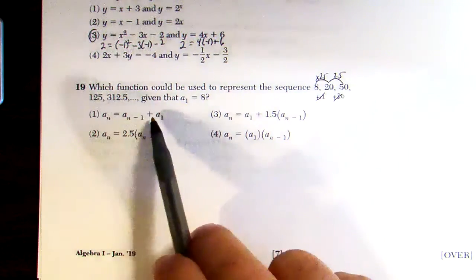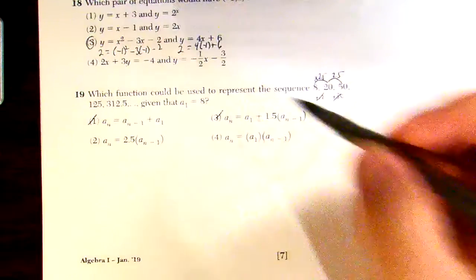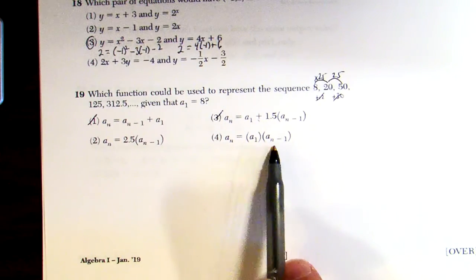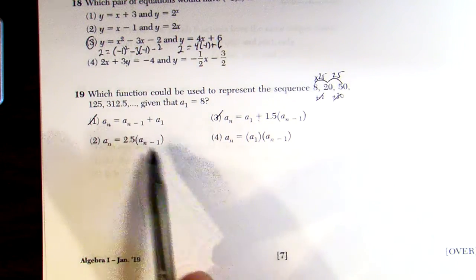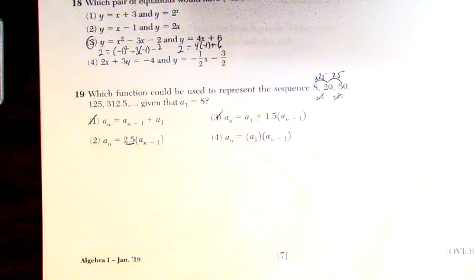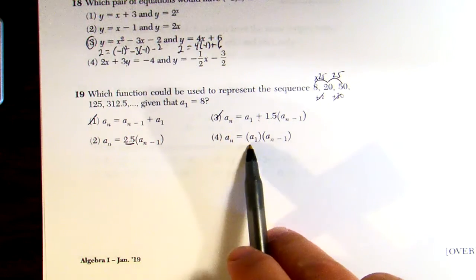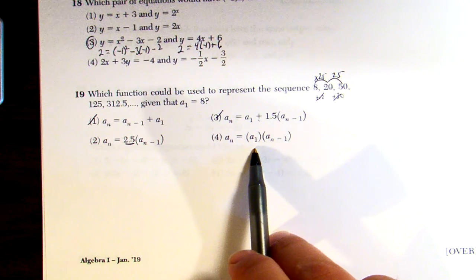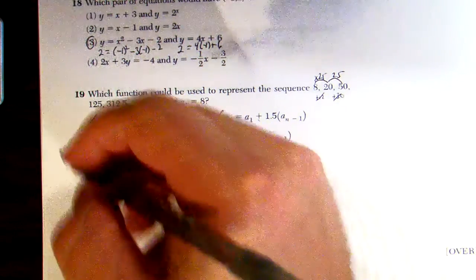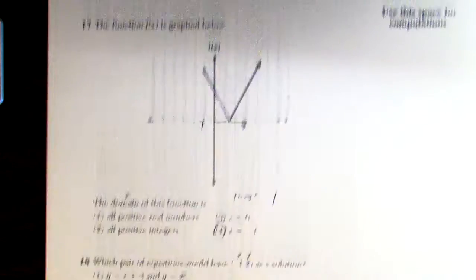I see an adding thing, so I know it's not that. See another adding, I know it's not that. So here I have multiplication here, and I have multiplication here. Since I know I'm always multiplying by 2.5, there it is, 2.5. The reason why it's not this one is A1 equals 8. And if that was true, I'd always be multiplying by 8. And that is not true. So, choice 2. Moving on.